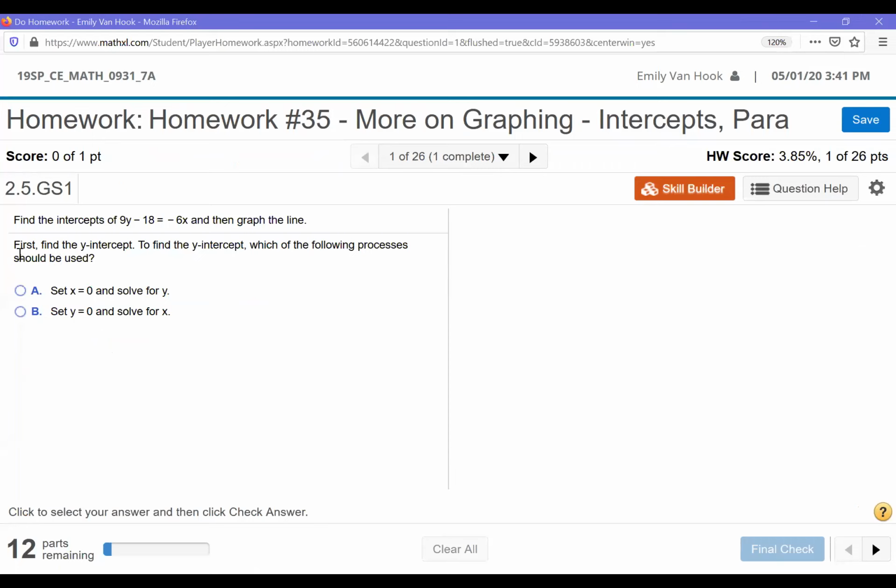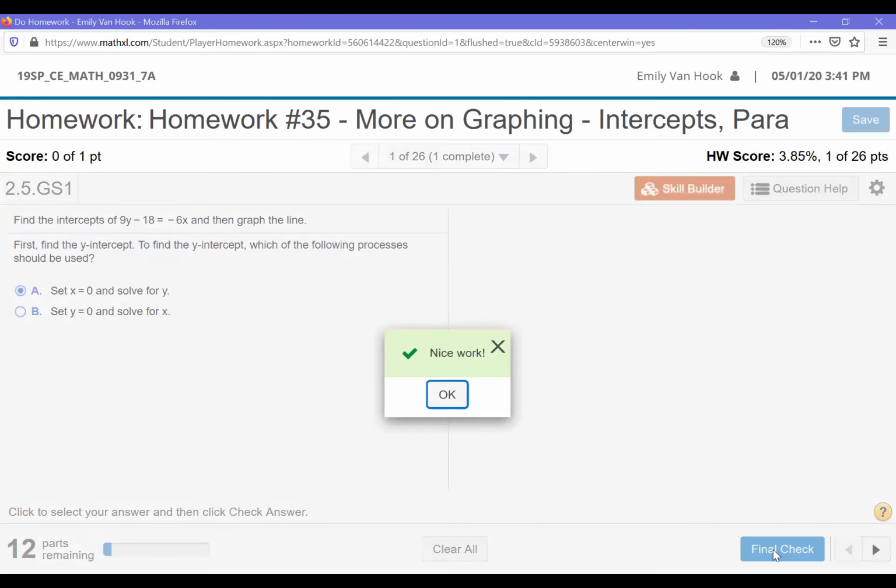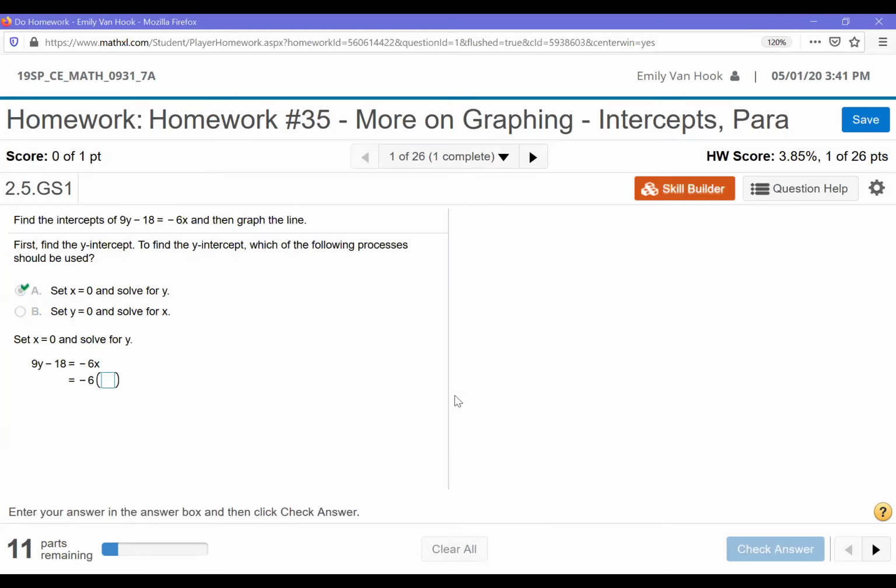So what did we just learn? First, find the y-intercept. So what do we need to do to find the y-intercept? That's where we plug in 0 for x. So that's this first choice. Okay, so it's going to walk us through that.